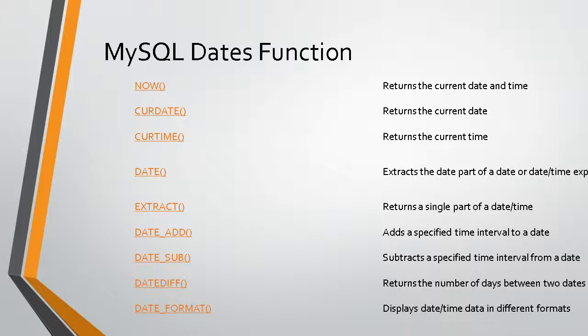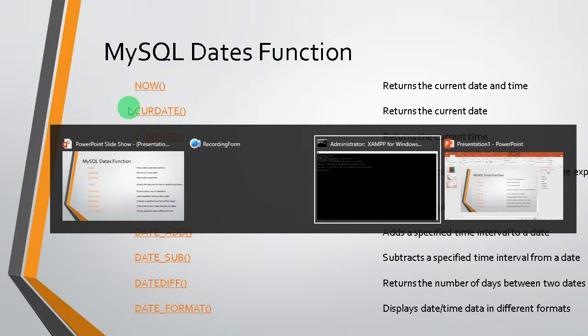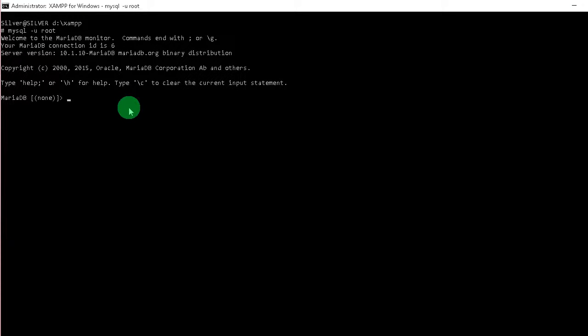DATE_ADD adds a specified time interval to a date. DATE_SUB subtracts a specified time interval from a date. DATEDIFF returns the number of days between two dates. DATE_FORMAT displays date and time data in different formats. So let's proceed to the demonstrations of those functions.